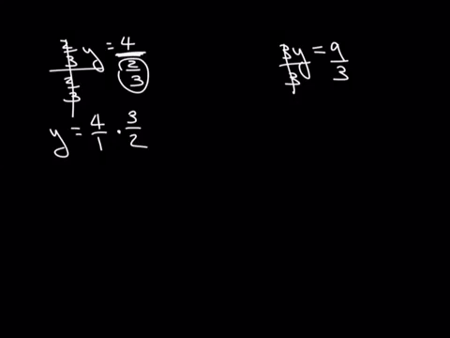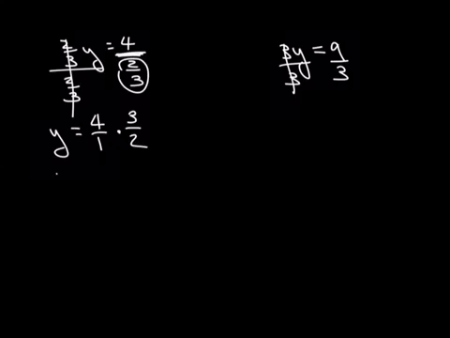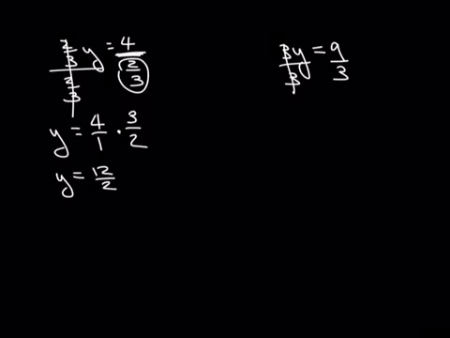Let me have you look at that just for a second. Alright, and then we multiply the top numbers. 12 divided by 2 is 6.